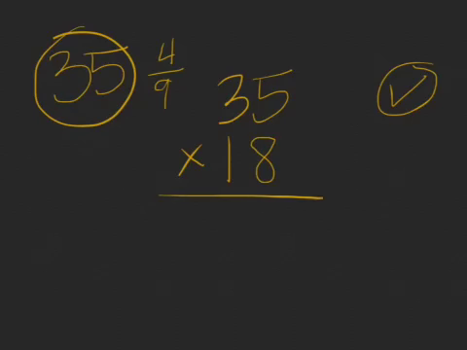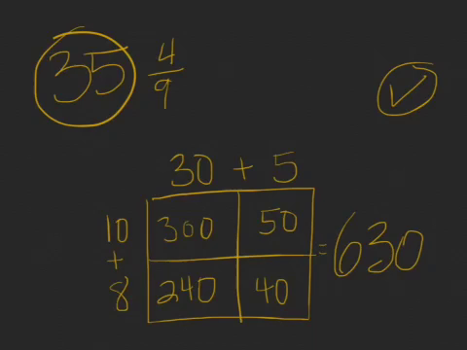35 times 18. Why don't you go ahead and pick a strategy for solving that, the right tool for the right job. Press pause and solve that now. And I got 630. Hopefully you did too. Now, 630 is not our dividend. Our Big Daddy dividend was 638.